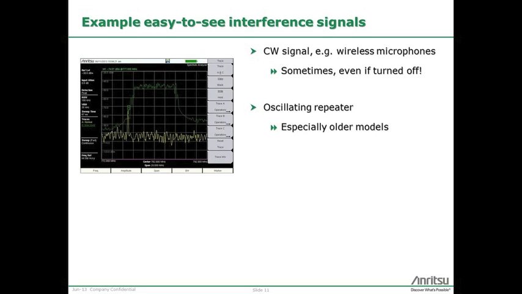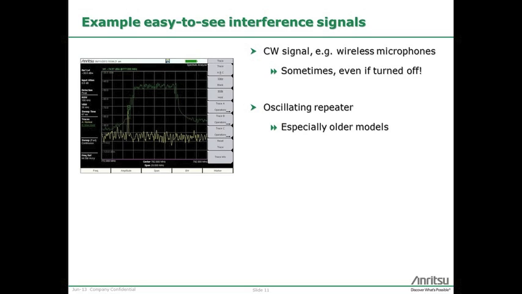So let's talk about some of those examples. We'll start with easy cases. That one I was just talking about is particularly easy, where there's a CW signal that's in the guard band where there's kind of no other signal around. Those are particularly easy to see. It could be a wireless microphone, for example.